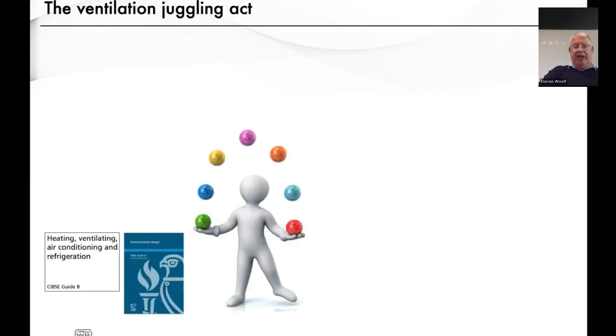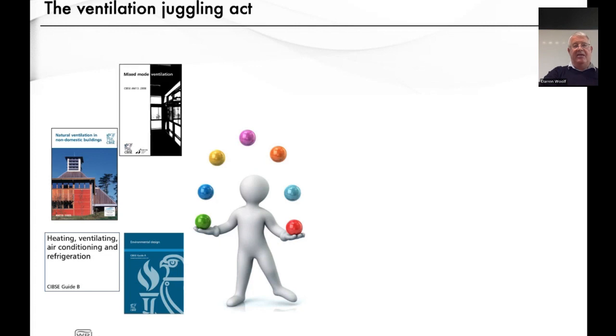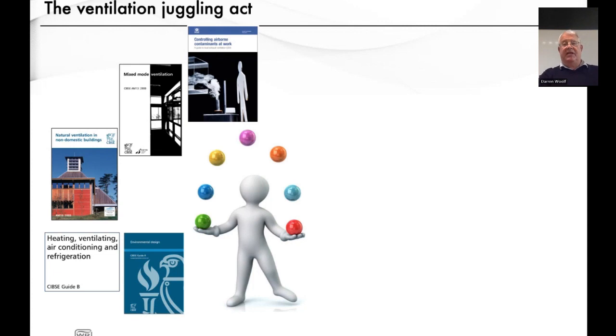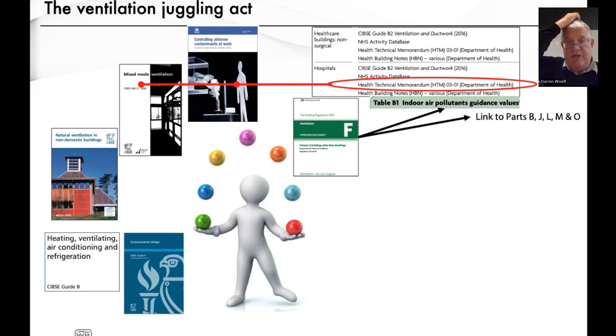So the Ventilation Juggling Act, we've got Guide A, Guide B from CIBSE, natural ventilation, AM10, mixed mode ventilation, AM13, Health and Safety Executive, looking at contaminants, Approved Document F, and all the references there, and it starts to bring in other areas such as indoor air pollutants, cross-referencing within those documents to other documents, some of them over 20 years old.